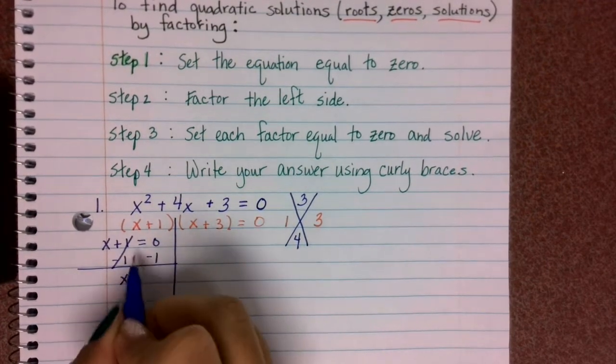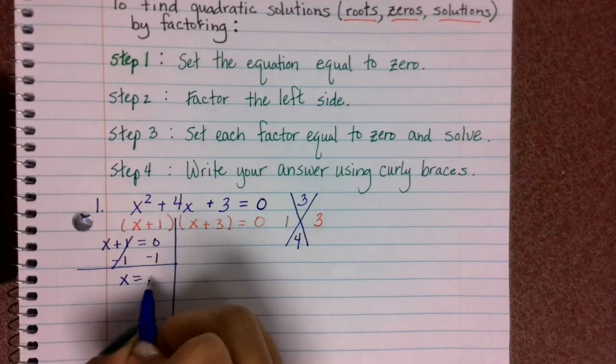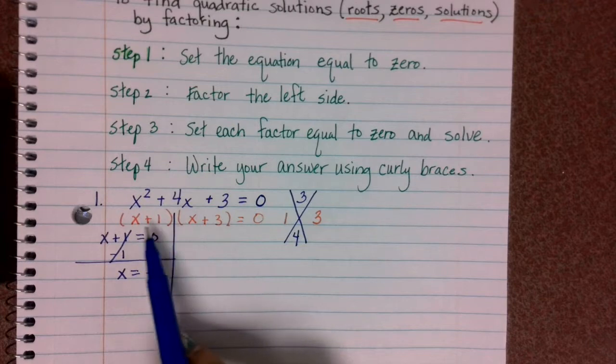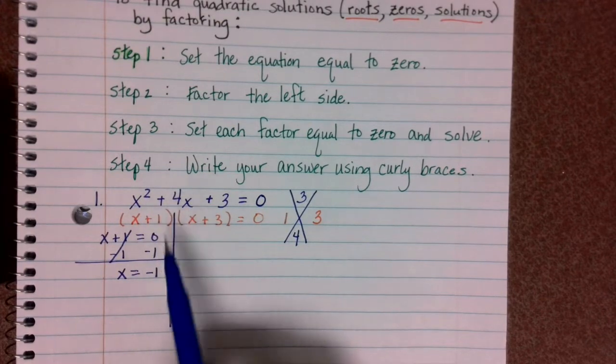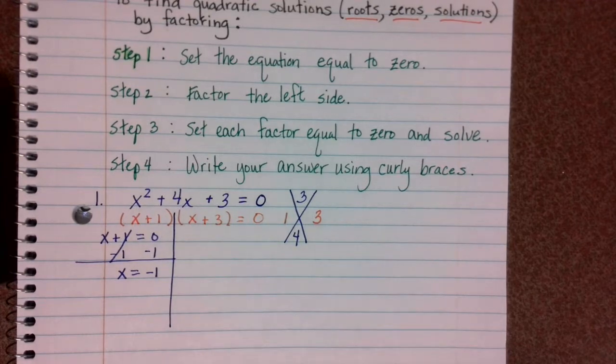Bring down the x equals 0. Take away 1 is negative 1. So that is my first solution. So again, we're not dealing with factors. These are factors, right? Now I have a solution. So one of the solutions is x equals negative 1.